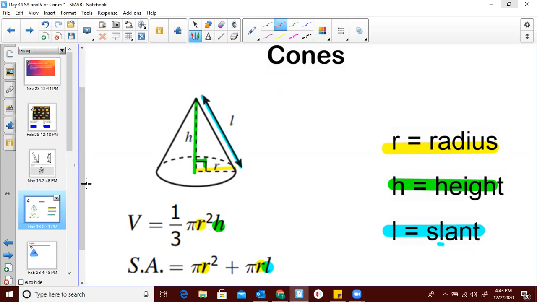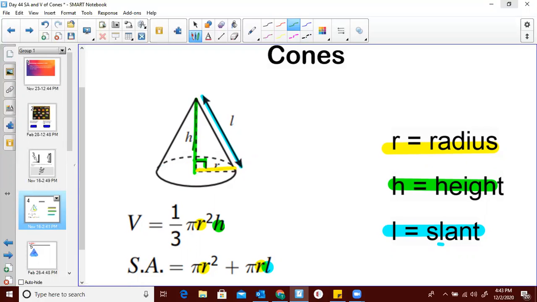So when we look at a cone, the three big pieces of information that they're going to give us are our radius, which you can see here in yellow. That's going to be our radius. Remember, our radius is going to be half the diameter of this circle base. All right, then we're going to have the height, which you can see here in green.